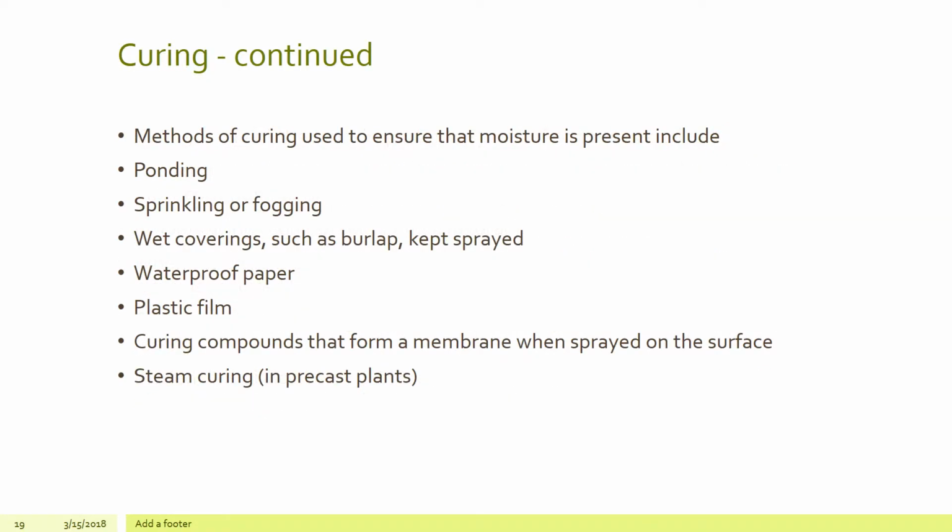Methods of curing used to ensure that moisture is present include ponding, sprinkling or fogging, wet coverings such as burlap kept sprayed, waterproof paper, plastic film, curing compounds that form a membrane when sprayed on the surface, and steam curing.